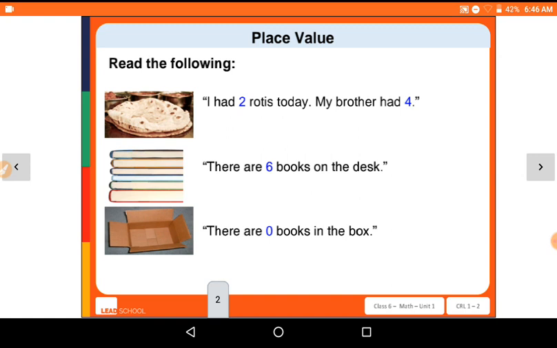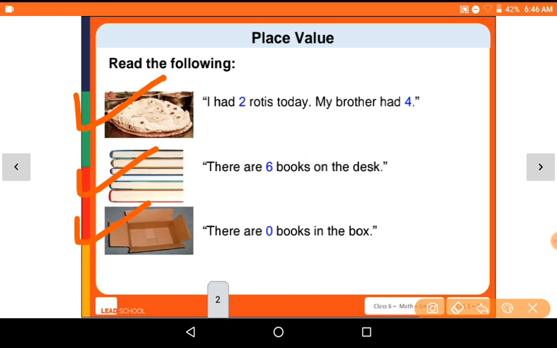So let us move on to the same thing in the description part. Read the following three examples given here, and we directly read them like this. I had two rotis today. My brother had four. So here two numbers are used. I had two rotis today, and my brother had four. The second one is that there are six books on the desk, and the third statement is: there are zero books in this box.